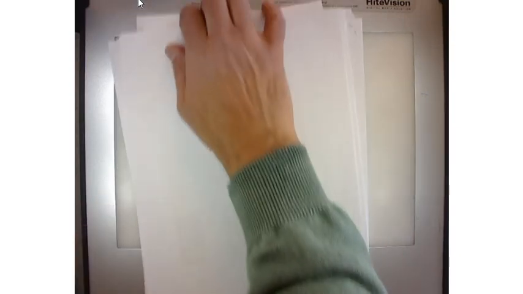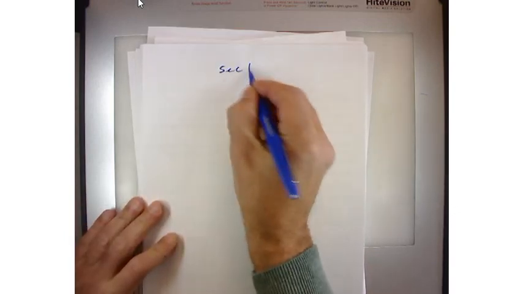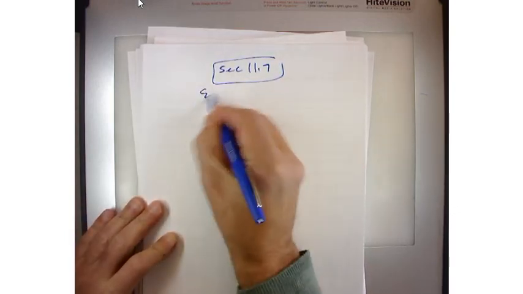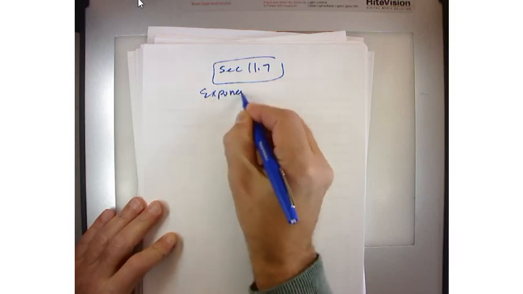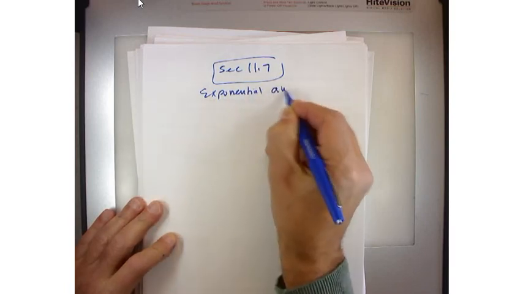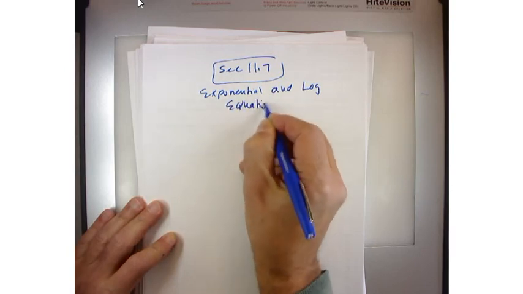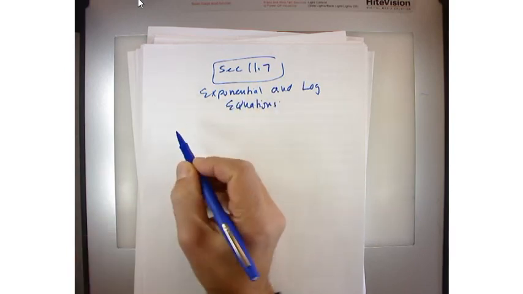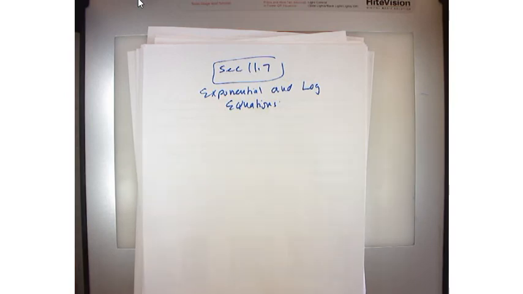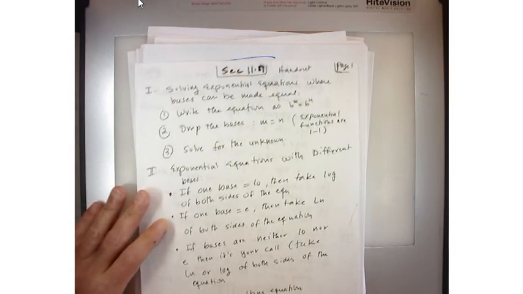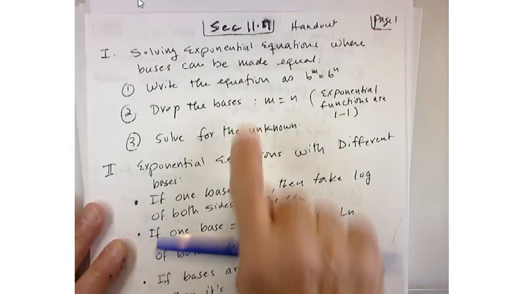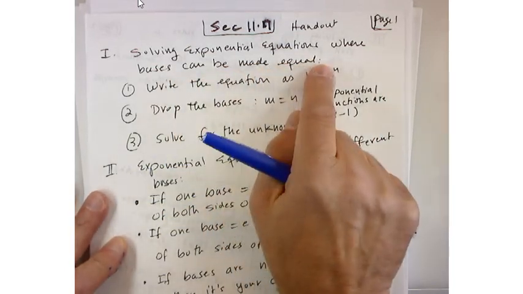Alright, now I want to go over 11.7, which is exponential and log equations. There's a lot of steps, so we're going to first talk about the handout that is posted on D2L. So we're going to talk about solving exponential equations where the bases can be made equal.